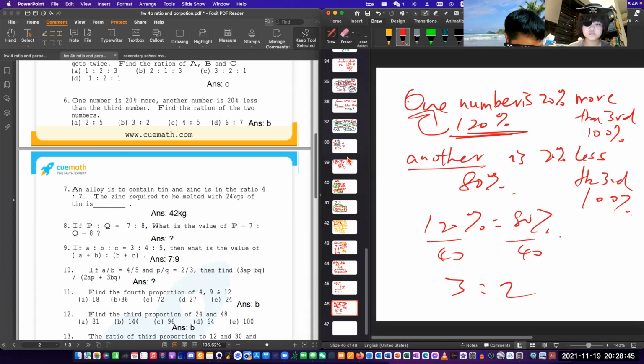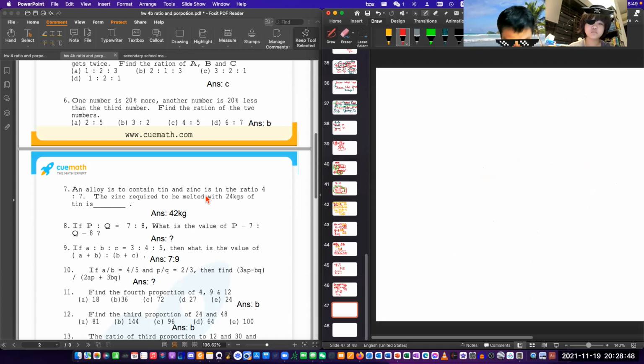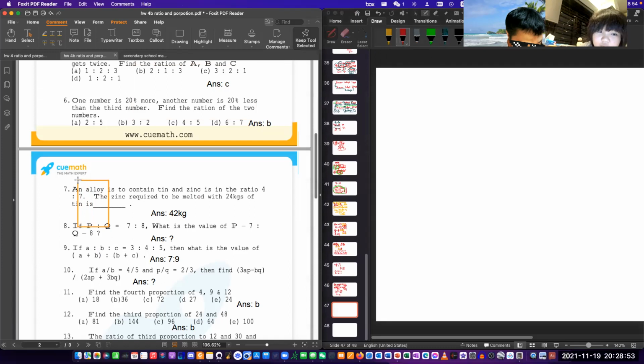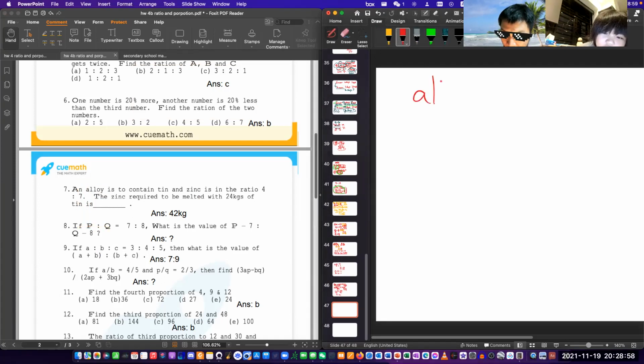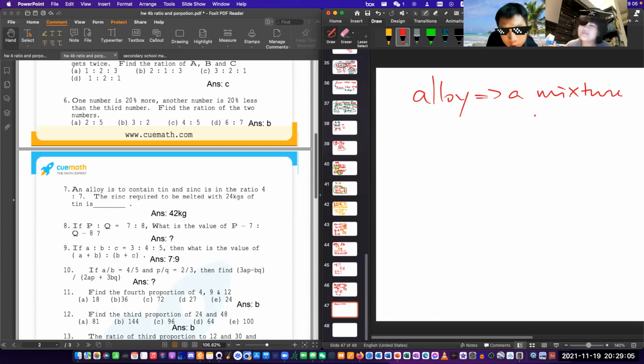And alloy, you know what's the meaning of alloy? Alloy means mixture. I know Alloy is a Genshin Impact character's name. Now, alloy is a chemical mixture, so that's why you say contain tin and zinc. Basically, just remember it's a mixture. In the ratio of 4 to 7, the zinc required to be melted with 24. So it's pretty simple.